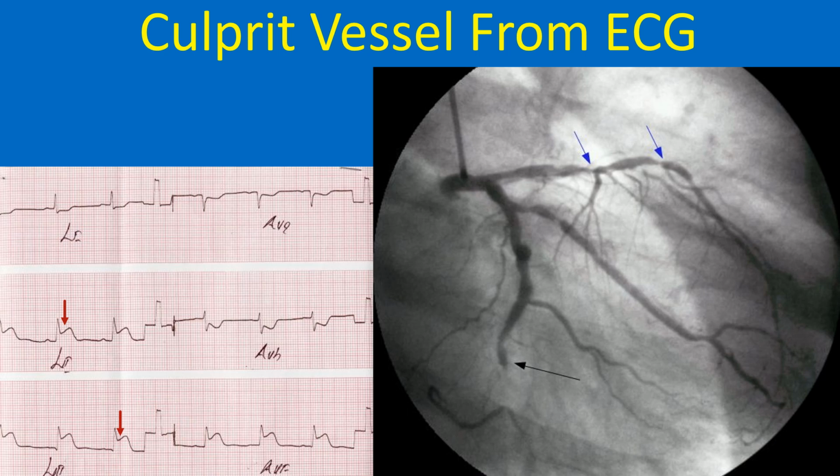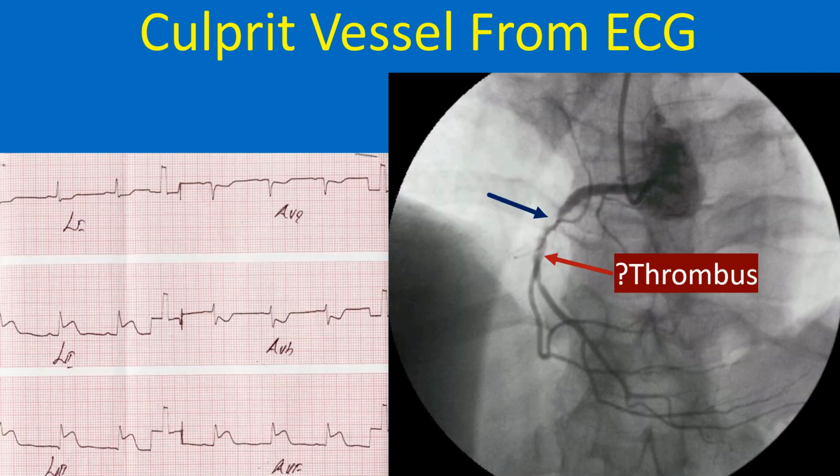The culprit lesion which has caused the infarction in this case is possibly the left circumflex occlusion. Generally, the ST elevation is more in lead 3 in right coronary occlusion, while it is more in lead 2 in left circumflex occlusion. In this case, we have almost equal ST elevation in leads 2 and 3. But the discussion does not stop there.